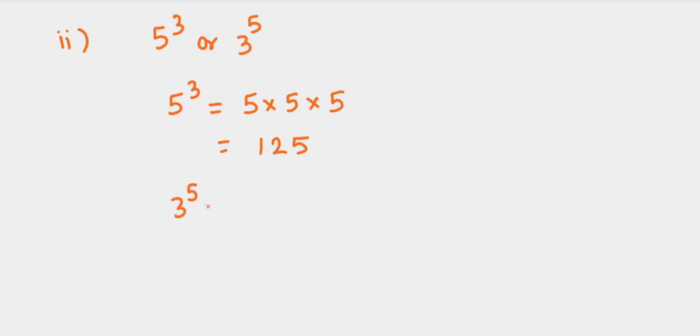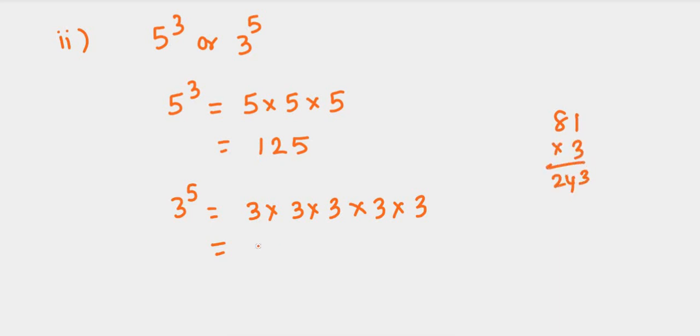So 3 to the power of 5 is 3 multiplied by 3 multiplied by 3 multiplied by 3 multiplied by 3. 3 3s are 9, 9 3s are 27, 27 3s are 81, 81 3s are 243. So which is the greater? 243 is the greater. The value of 3 to the power of 5 is 243, and the value of 5 cube is 125. So 3 to the power of 5 is greater than 5 cube.